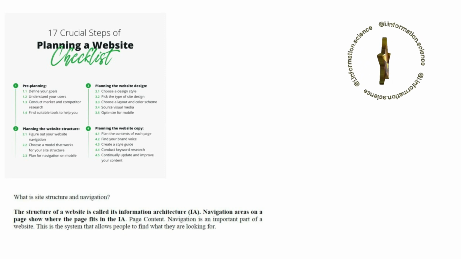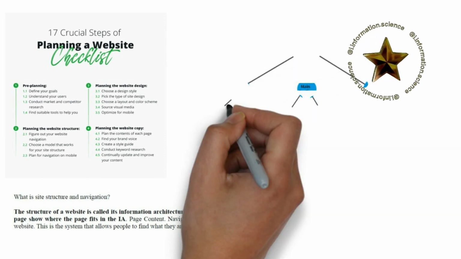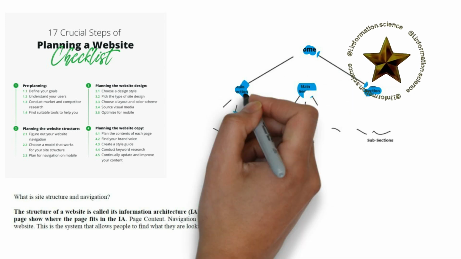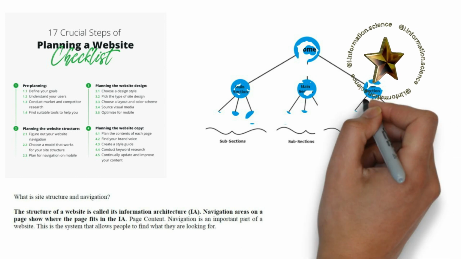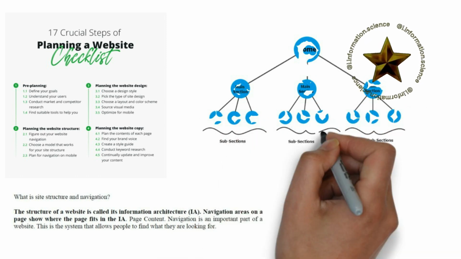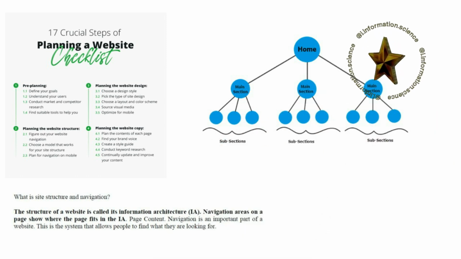Navigation areas on a page show where the page fits in the IA. Page content. Navigation is an important part of a website. This is the system that allows people to find what they are looking for.